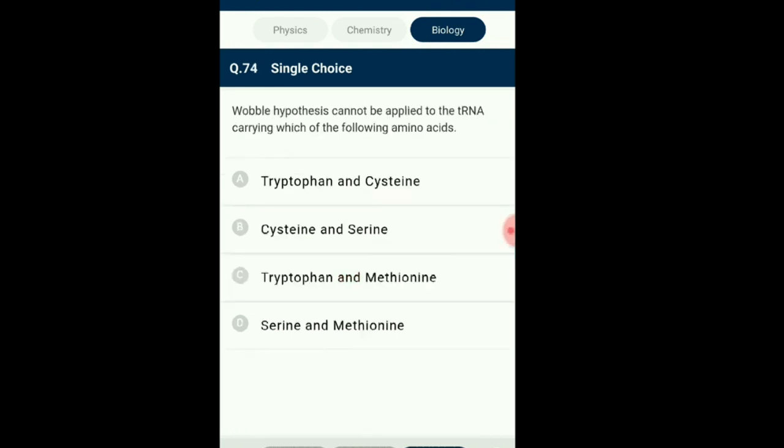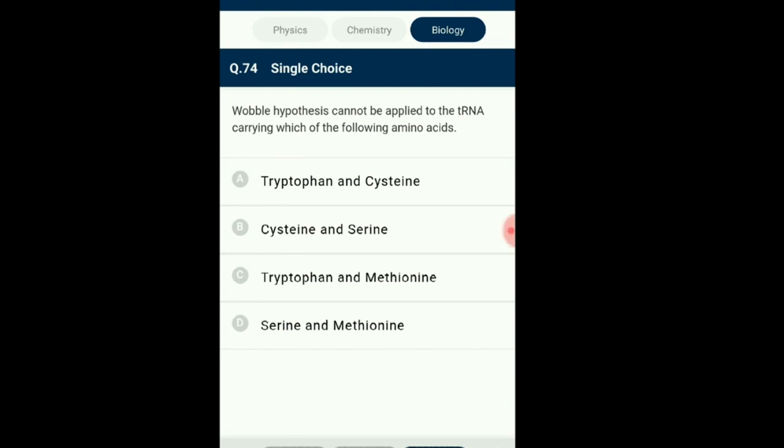Question number 74. Wobble hypothesis cannot be applied to the tRNA carrying which of the following amino acids? Some amino acids are coded by more than one codon, hence the code is degenerate. This was explained by Francis Crick as the wobble hypothesis, where only the first two bases of the codon have a precise pairing with the bases of the anticodon of tRNA, while the pairing between the third bases of codon and anticodon may wobble or move unsteadily.